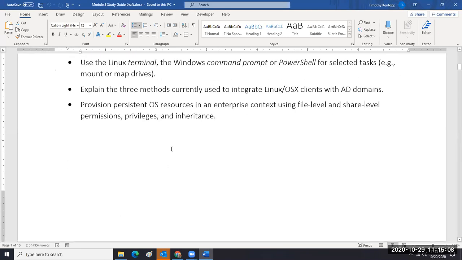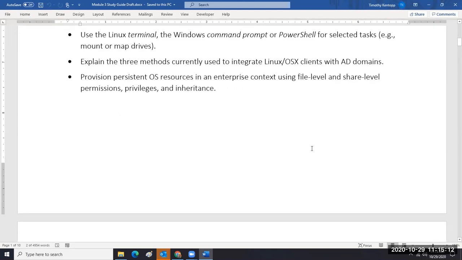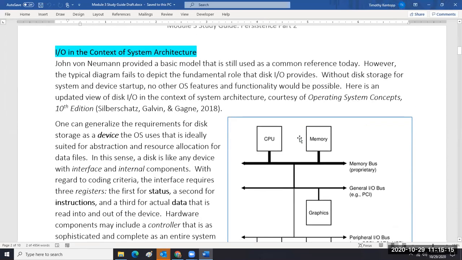Basically, can everybody see my screen? Yes, we can see.